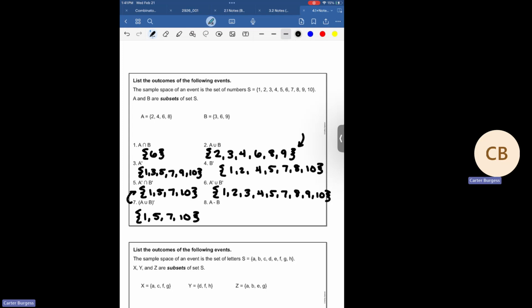All right, and then A minus B, this is actually fairly straightforward. We want to look at the things that live in A that do not live in B. So we want to essentially take away any elements that they share. So what are the elements that only live in A and do not live in B? 2, 4, and 8, right? We just want to remove 6. What would B minus A look like? Just in B, which would be 3 and 9. Very good. Very, very nice.